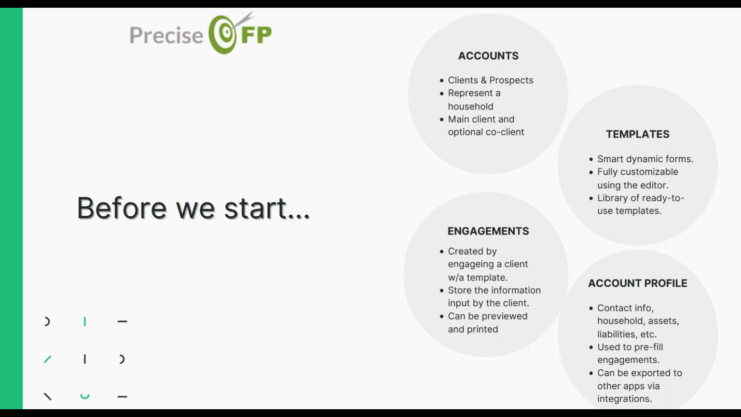Number one is accounts. Accounts are your client or prospect household records. Other applications like your CRM or financial planning software may just call them clients or households or contacts or records. An account will always include one main client and may sometimes include a co-client like a spouse, partner, or significant other. Templates. In essence, templates are just smart dynamic forms. They're fully customizable, and we do provide a large library of ready-to-use templates for a multitude of situations.